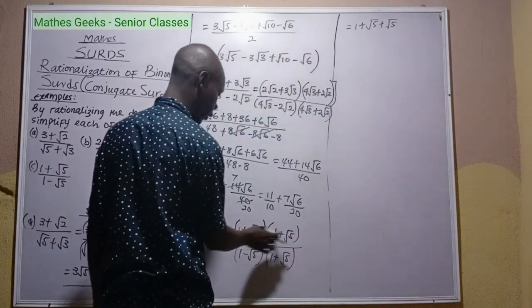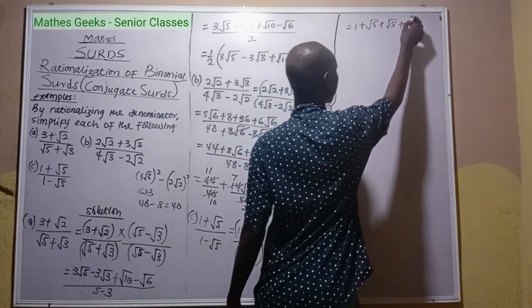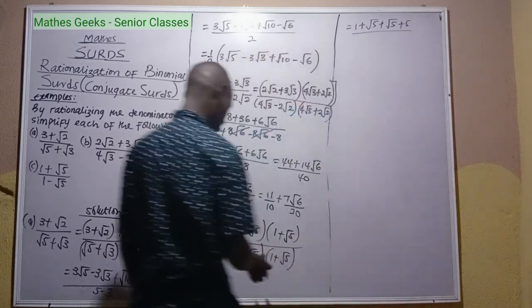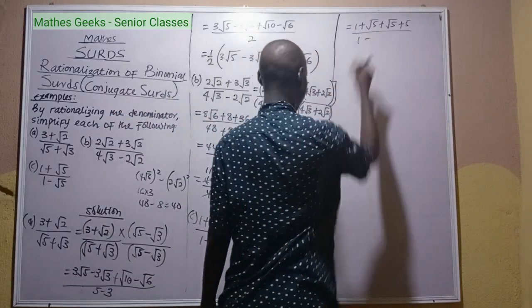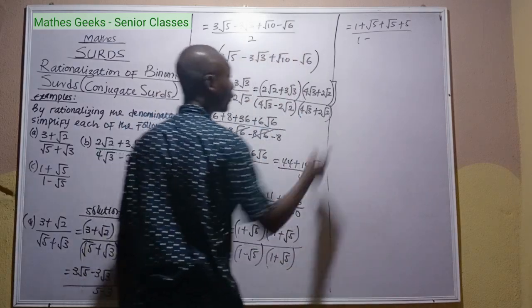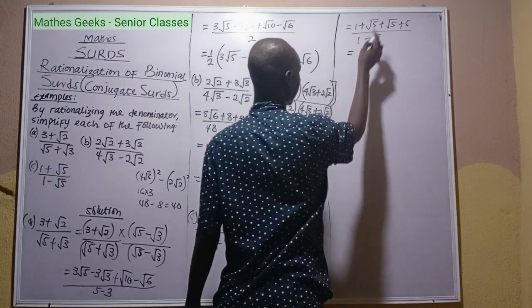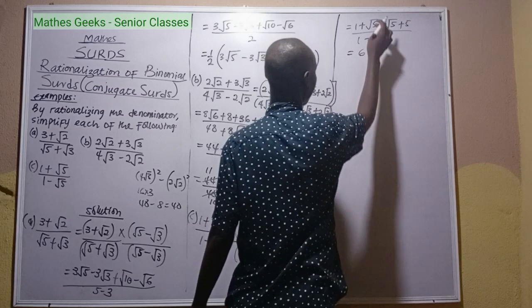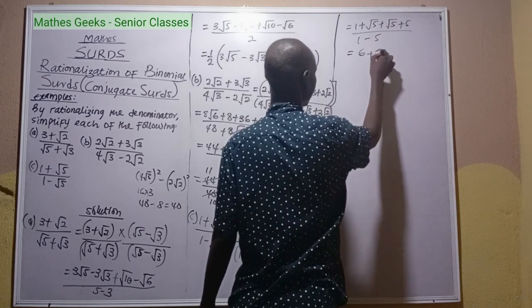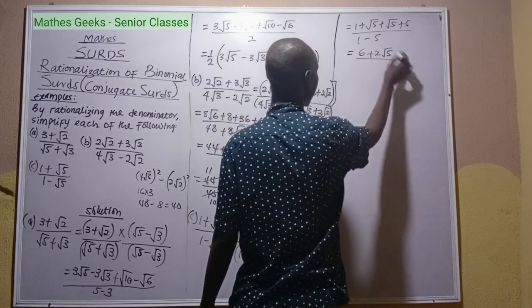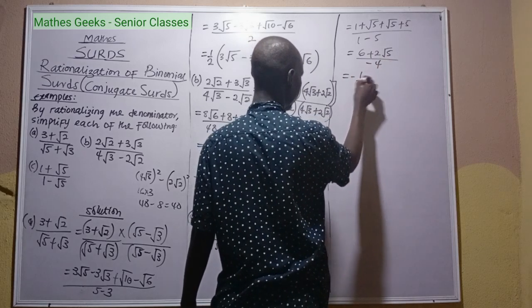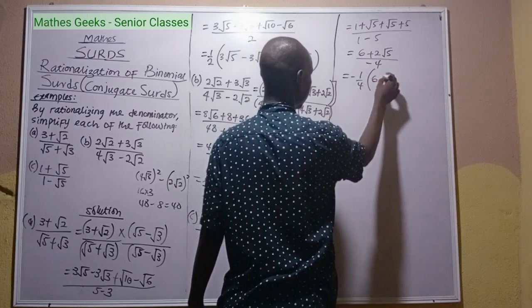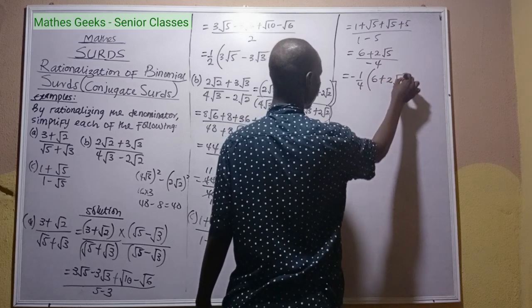And root 5 times root 5 is 5. Now here, I'm going to take the difference of 2 squares. So 1 squared is 1. 1 minus root 5 squared is 5. So 1 plus 5 is 6. Root 5 plus root 5 is plus 2 root 5. 1 minus 5 is minus 4. This will give you minus 1 over 4 bracket 6 plus 2 root 5.